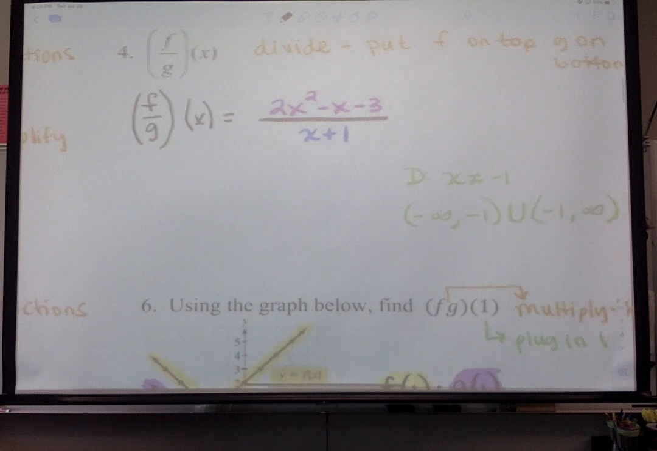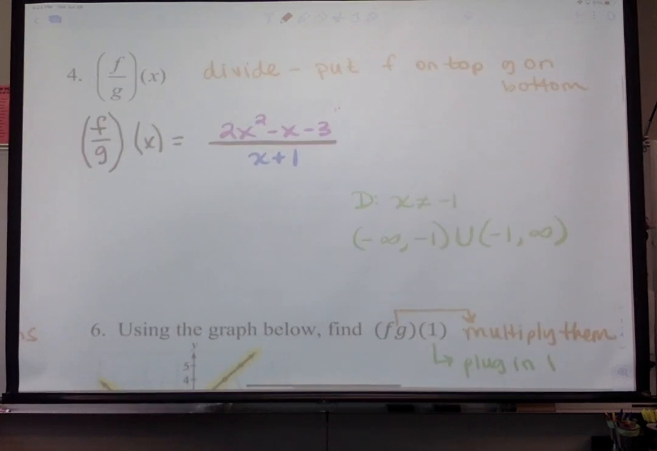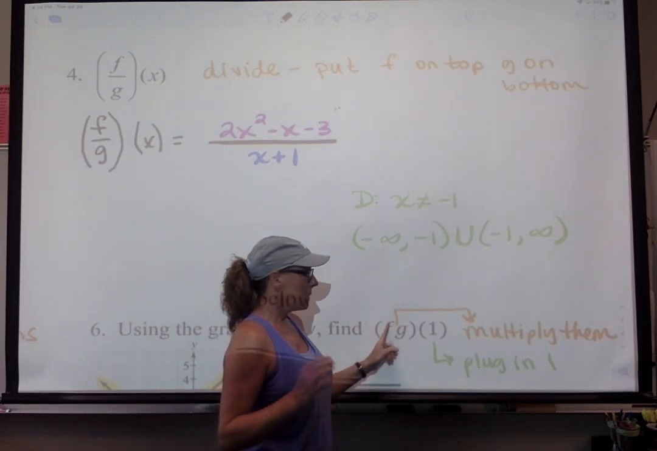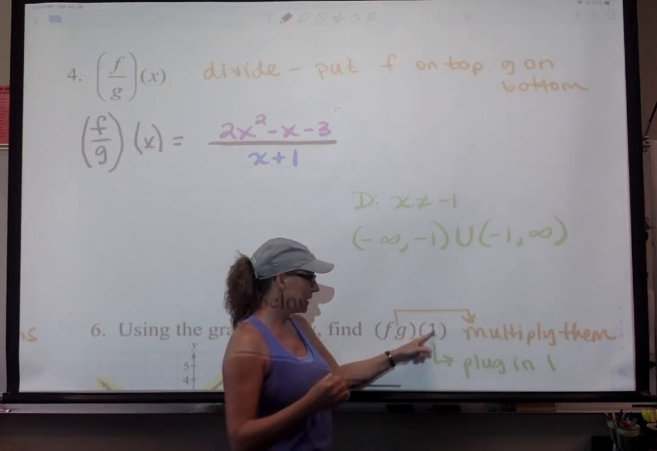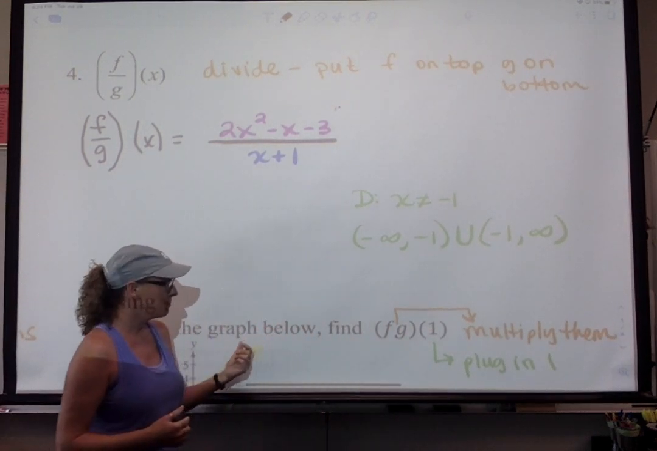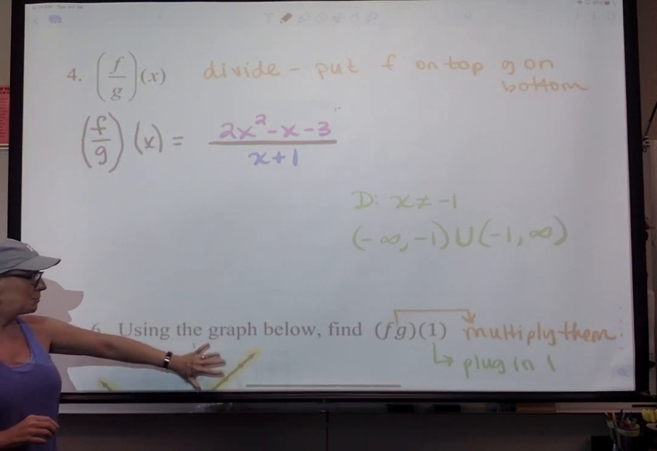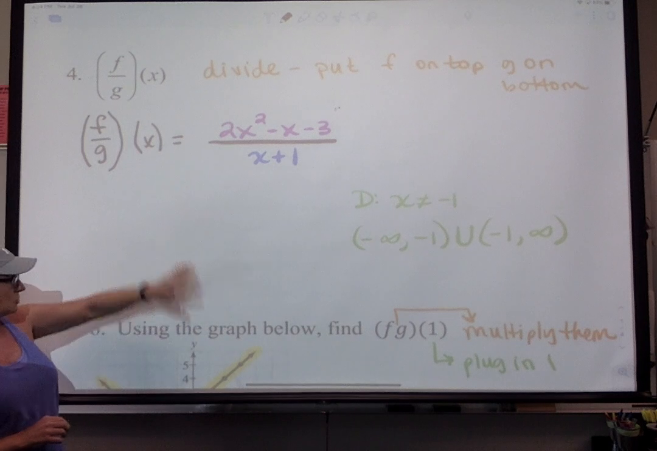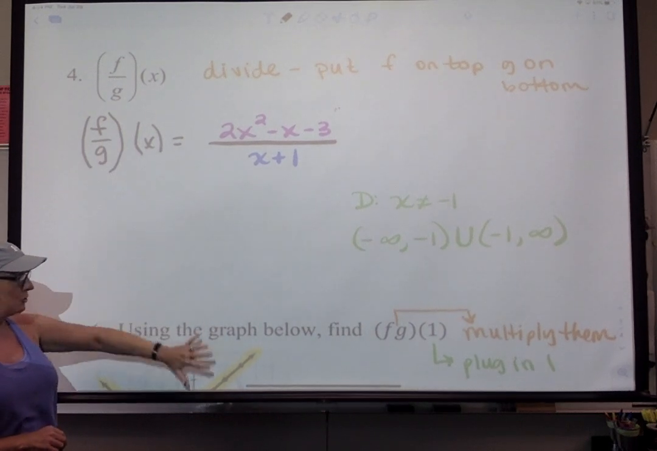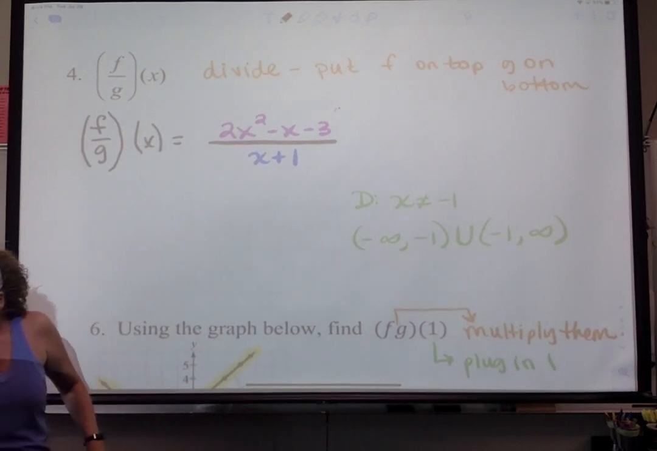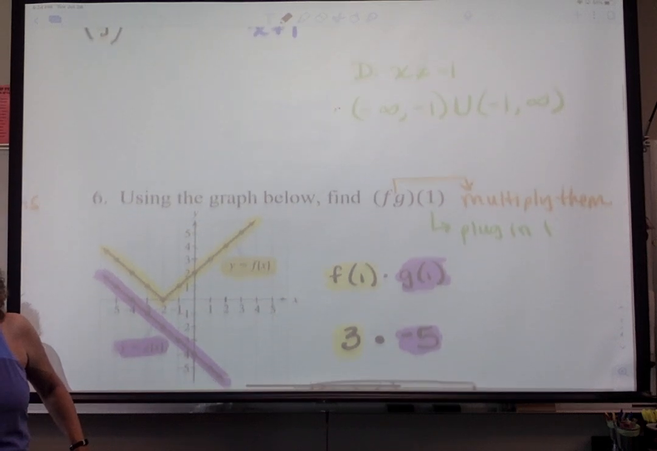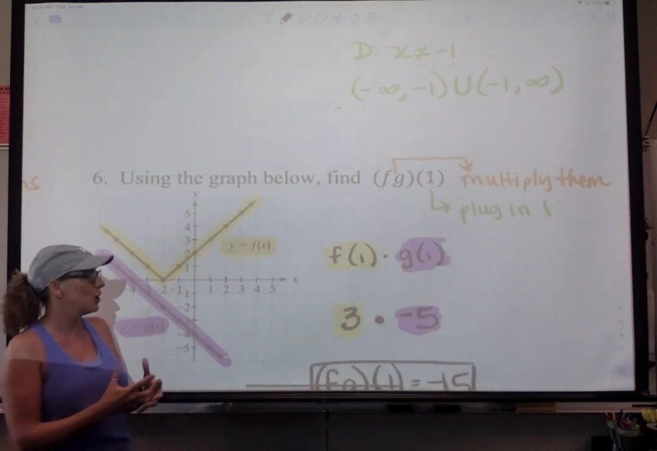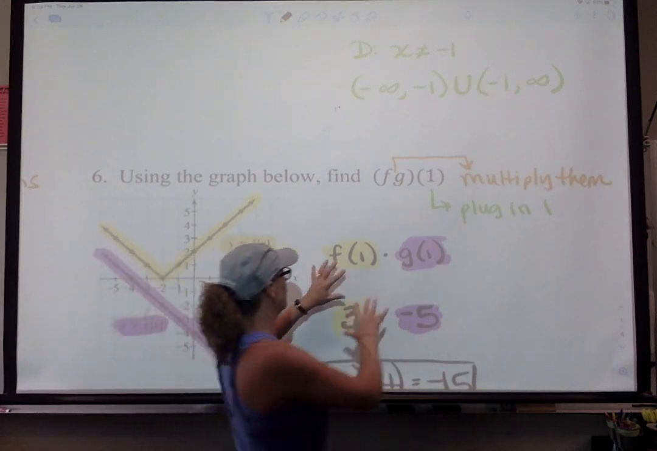All right, now on this one, this was interesting. This says multiply the two functions, then plug in 1, kind of like what I did with addition. But I'm supposed to use the graph below. So don't use the functions up there. Use these new functions. You're like, but wait, I don't have equations to multiply together. No, you don't. So here's another way to do it.